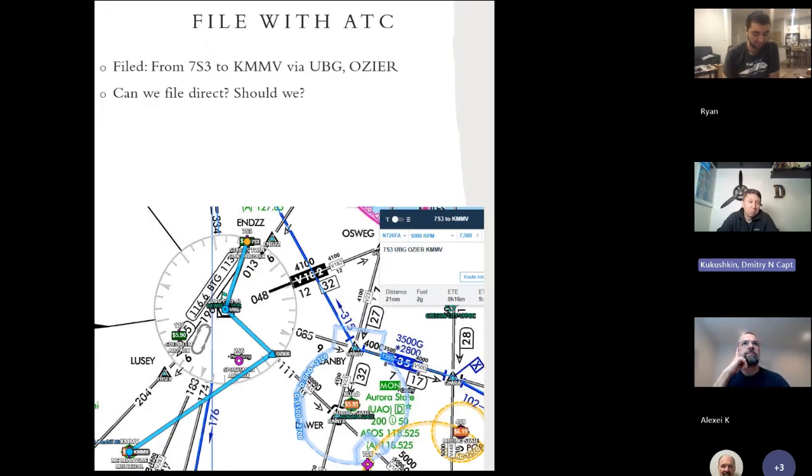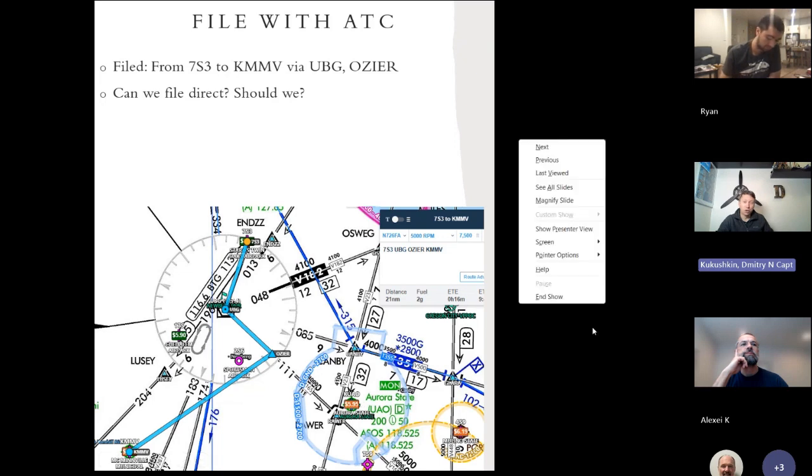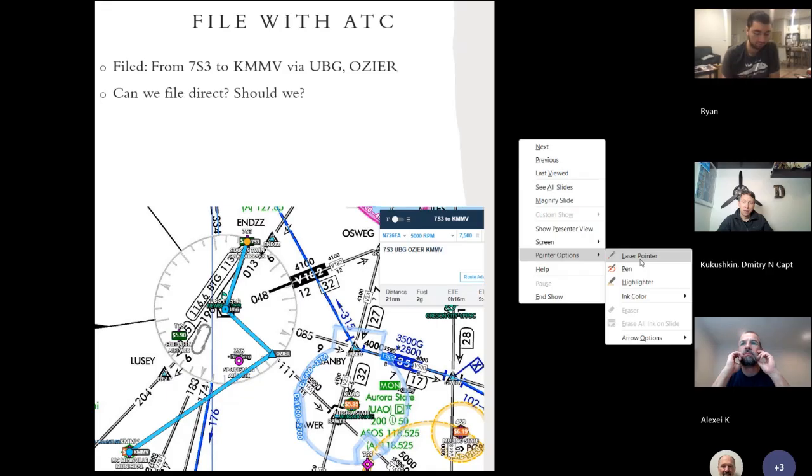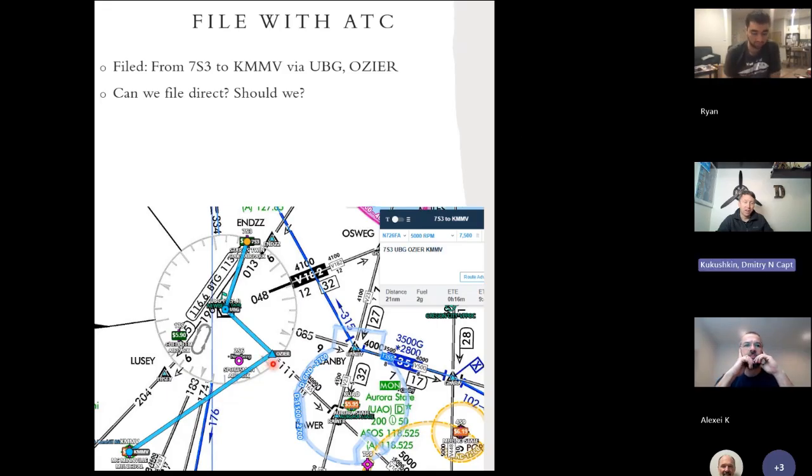Now, question: Twin Oaks and McMinnville are pretty close, straight line distance probably 15 miles. Can you file direct? Should you file direct? The one obvious reason for not filing direct would be you will not fly direct. If you're looking for an approach, then Auger is offset, and that's likely one of your initial approach point options.